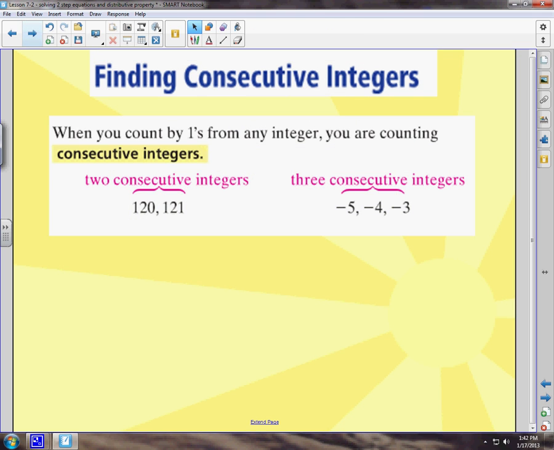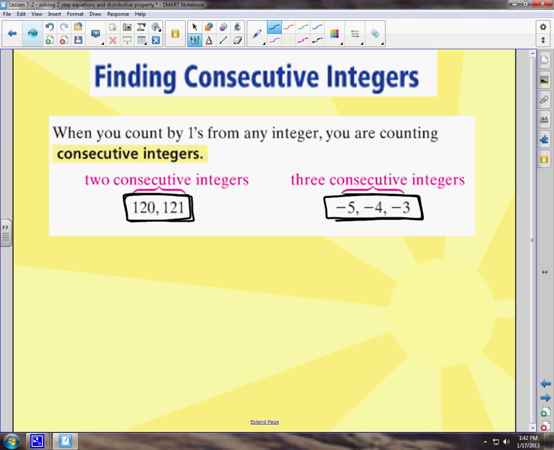All right. So in this section, they also talk about finding consecutive integers. This is a key term that you need to write down in your notes. It says, when you count by ones from any integer, you are counting consecutive integers. So 120 and 121 are two consecutive integers. They're just in a row. Three consecutive integers could be -5, -4, and -3. It's just three integers all in a row.